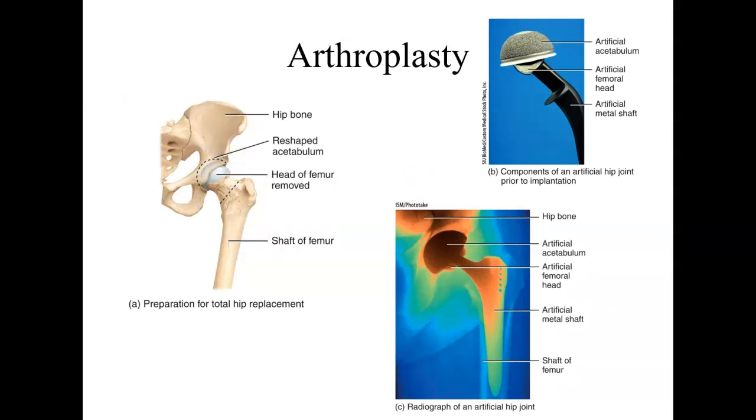So arthroplasty. Here on the left-hand side, we're going to remove the ball or head of the femur and the socket part of the coxal bone. We can surgically implant an artificial head onto the femur by cutting it off. And then we can also cut off or shave the acetabulum and put a new acetabulum in as well. That can then be surgically implanted, and then we call that a hip replacement.